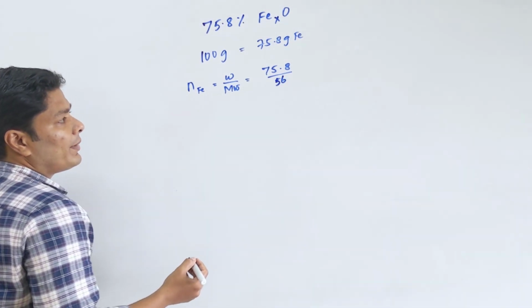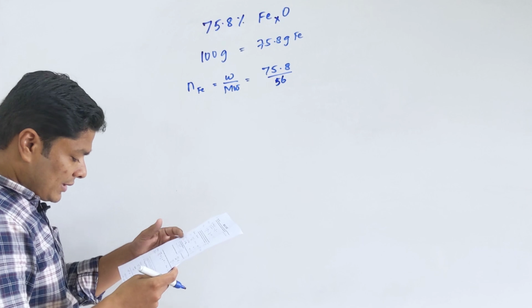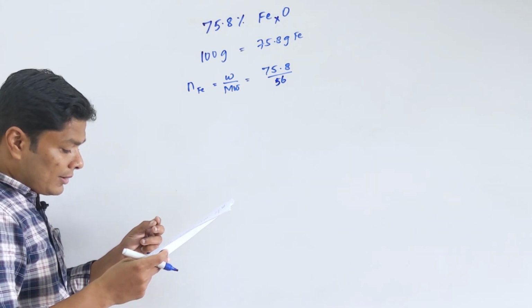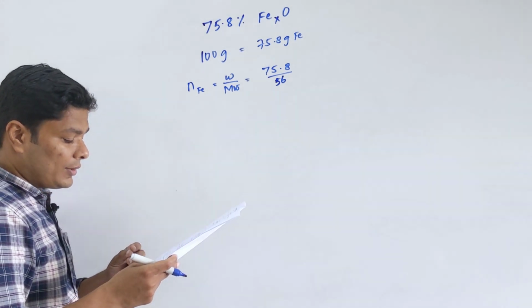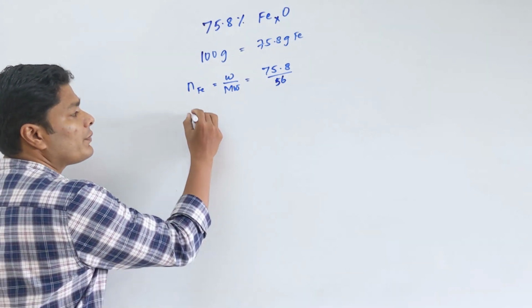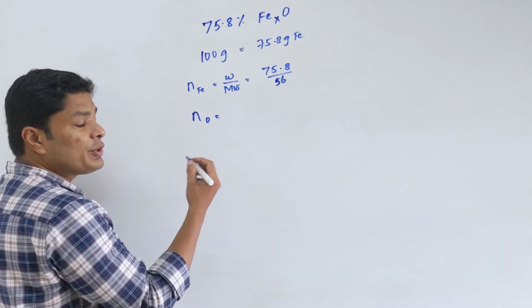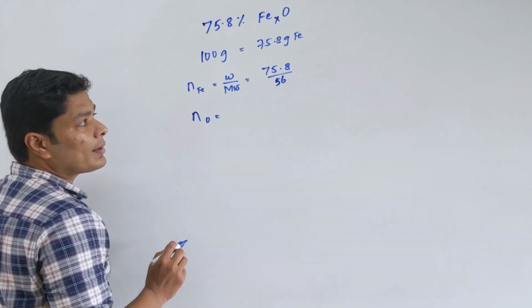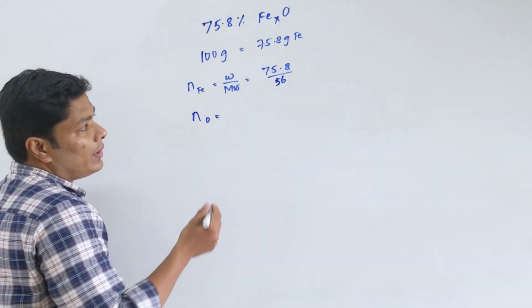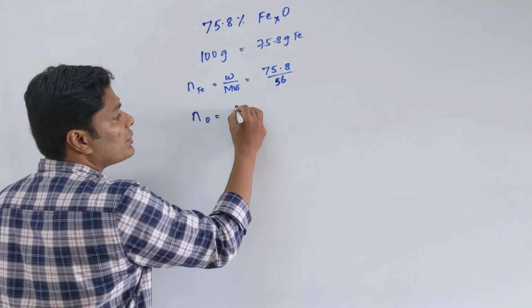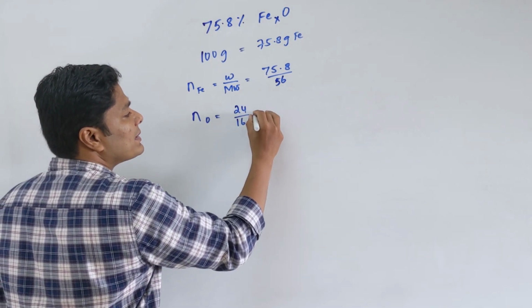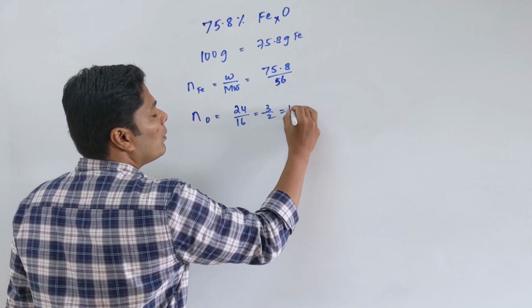Now this will give you the moles of iron. What they are asking is to calculate the formula. So I know the moles of iron. Now what is the moles of oxygen? If it is 75.8 grams of iron, then the remainder must be oxygen, because that sample has only those two. If you take 75.8 as 76, then 24 grams of oxygen divided by 16 is 3/2, which is 1.5.